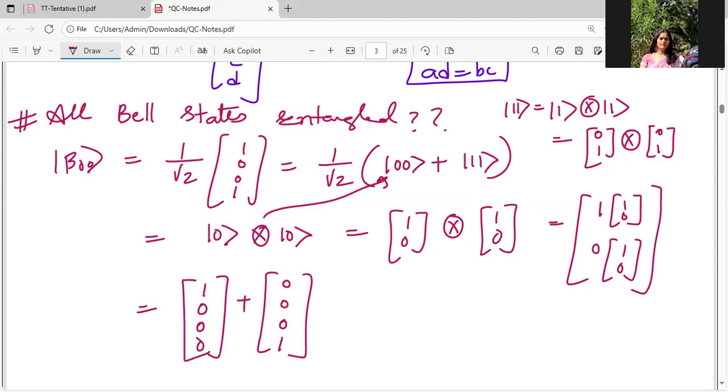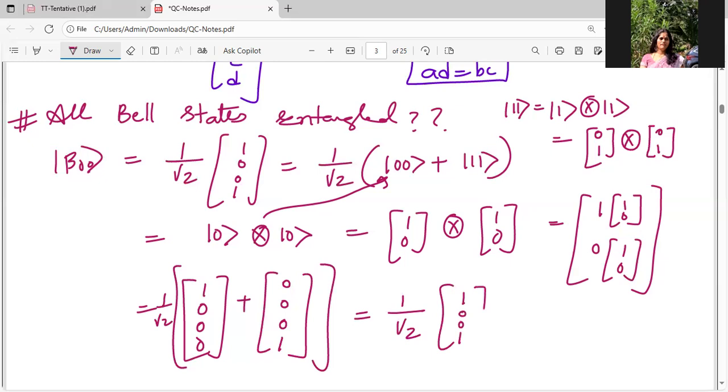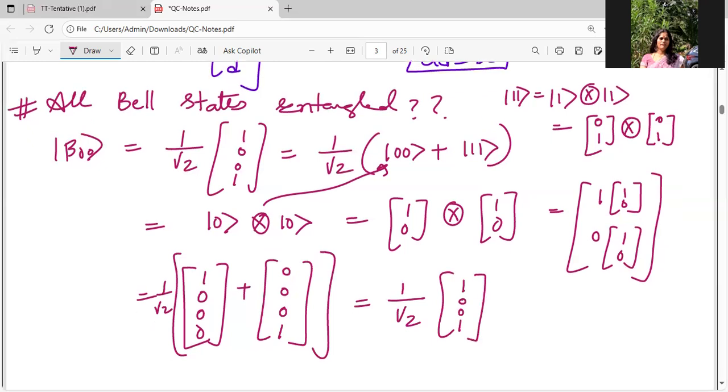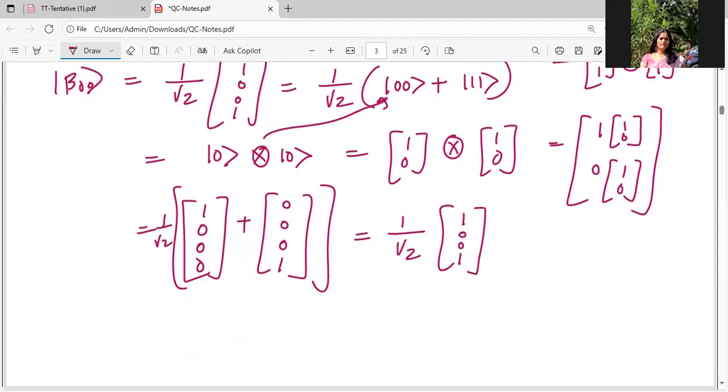Of course, this is 1 by root 2. So this value is 1 by root 2, 1 0 0 1. That's how I got the first Bell state, guys, beta 0 0. Just the tensor product. Don't get scared looking at it.